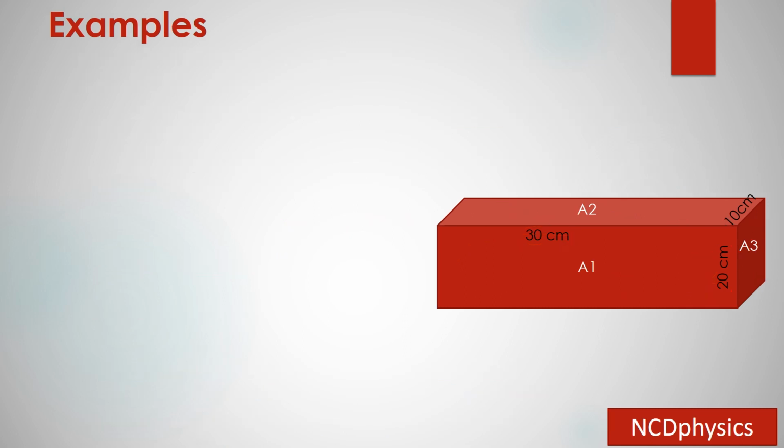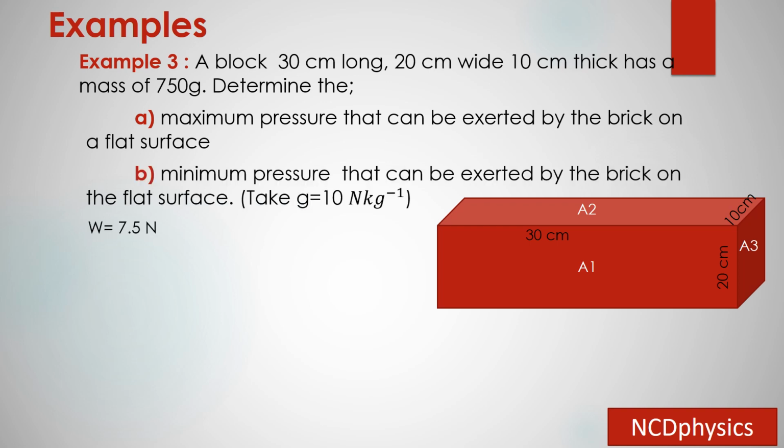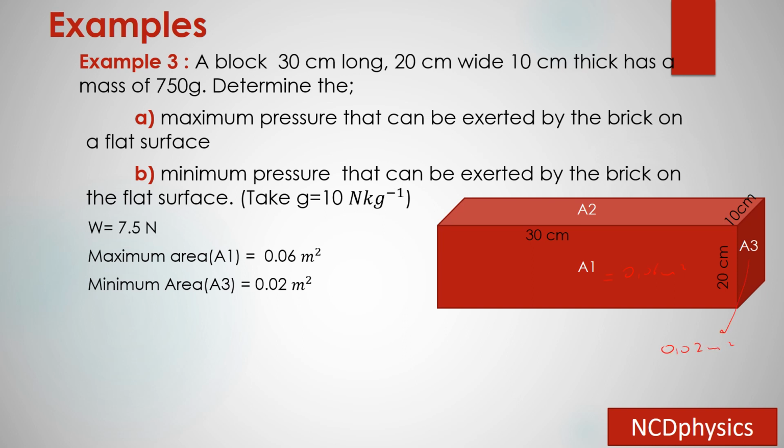Then let's do the pressures. So these are what we have found out. Weight is 7.5 Newton. Maximum area, which is A1, is 0.06 meter square, and the minimum area is A3, which is equal to 0.02 meter square, and A2 is 0.03 meter square. Got it? So why are we going to find out the maximum area and minimum area?